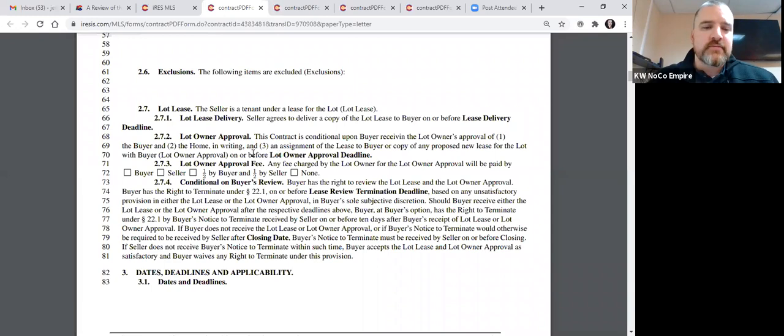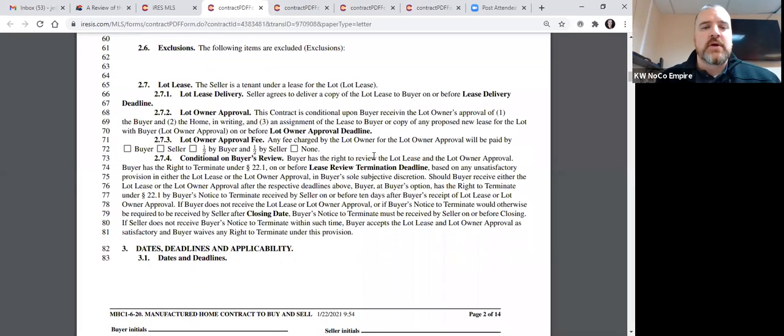Okay. So whether that lot owner approval is contingent on the buyer getting approved, the home getting approved in writing, or an assignment of the lease to the buyer, right? Those are all things that we have to deal with now that we didn't have to maybe deal with in the contract to buy and sell. Okay. It's conditional upon all of those things being approved on or before the lot owner approval deadline. Okay. Now, 2.7.3 talks about the lot owner approval fee and who is going to pay for that. Is it going to be the buyer, the seller, half and half, or none?